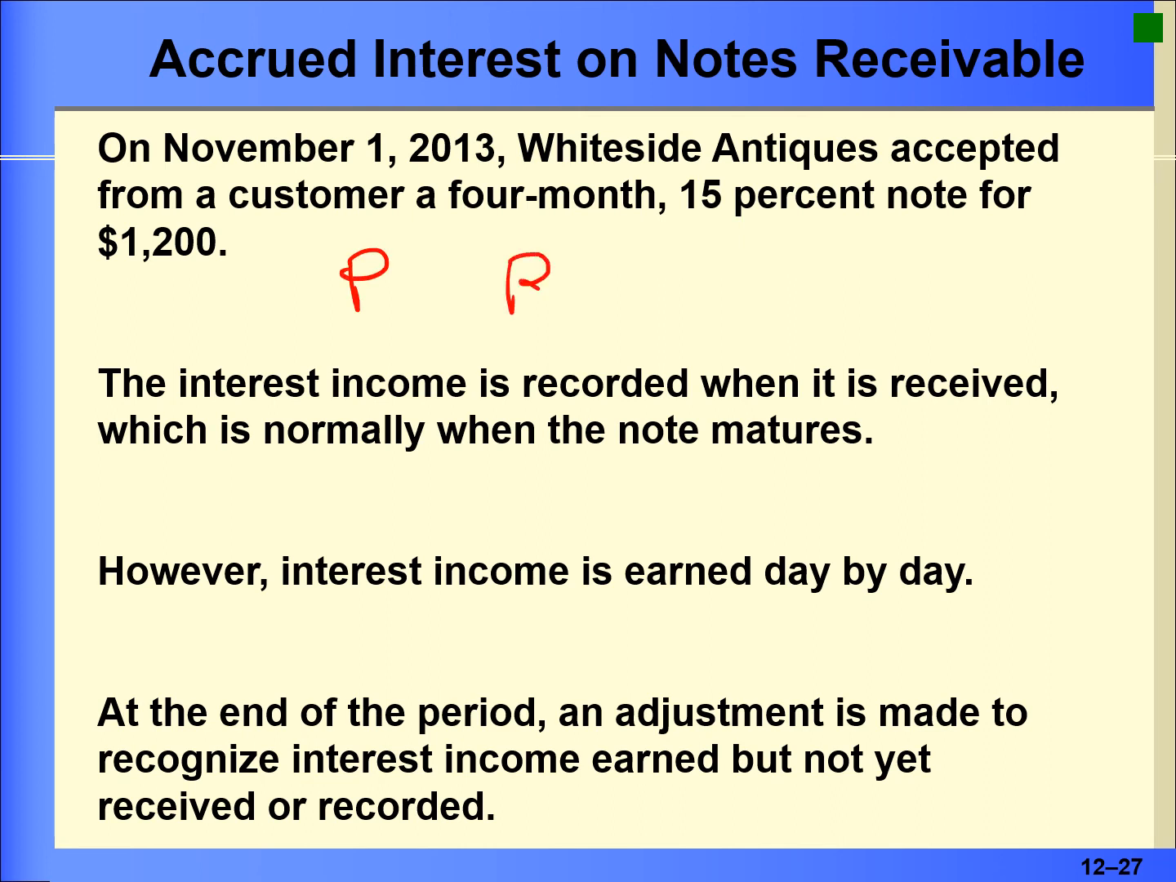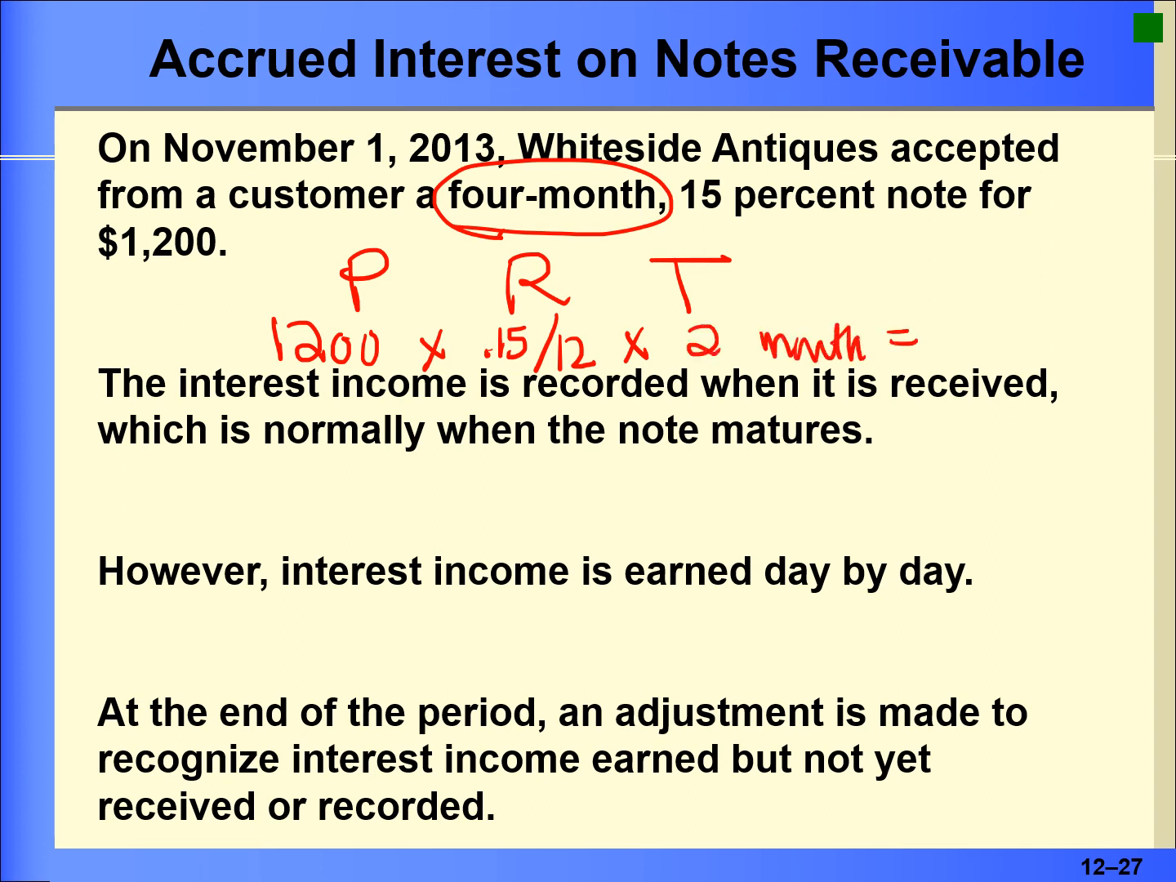We're still going to have the PRT idea, principal rate time, because it's still interest. And in this case, it looks like it's a $1,200 loan. The interest rate is 15%. So what I do is take the $1,200, take that 15%, divide by 12, and then it looks like this is going to be for November and December, because even though it's a 4-month loan, most likely the end of the period is December. So then you'd multiply that by 2 months to get how much interest you've actually earned.